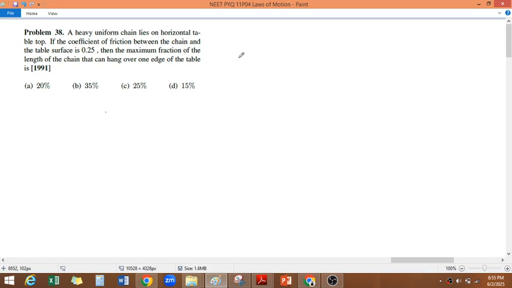A heavy uniform chain lies on a horizontal tabletop. If the coefficient of friction between the chain and the table surface is 0.25, find the maximum fraction of the length of the chain that can hang over one edge of the table. So that's a table.